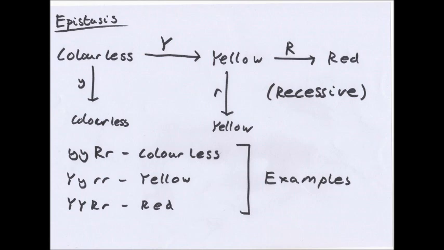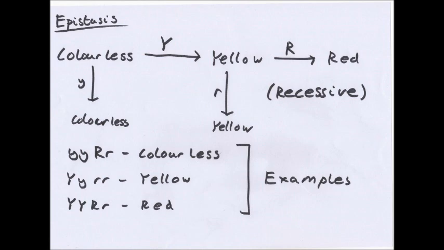Now if they have a recessive yy gene, they'll instantly be colourless. It stops there. If they have one dominant Y gene, they will continue on their little path and become yellow. Now if they have recessive R genes, so 2 little r's, they'll stay yellow. If they have one dominant R, they become red. So I've given you some examples here of the genotypes.